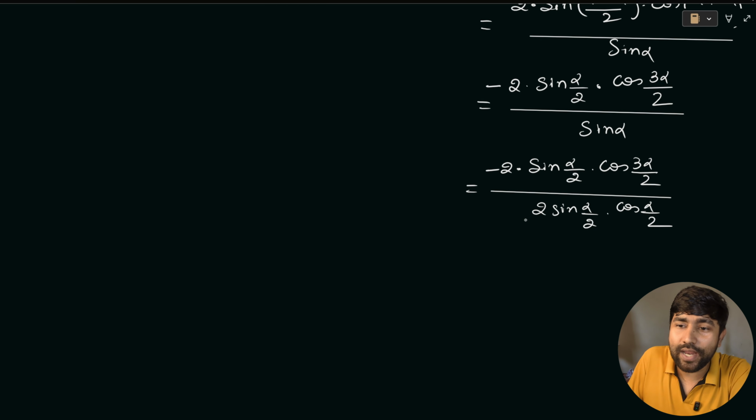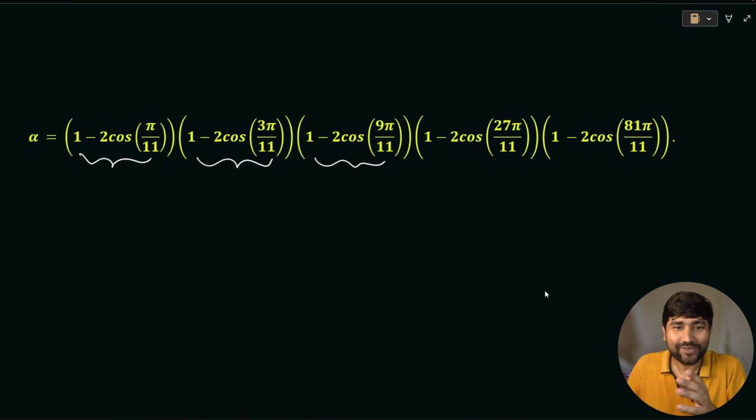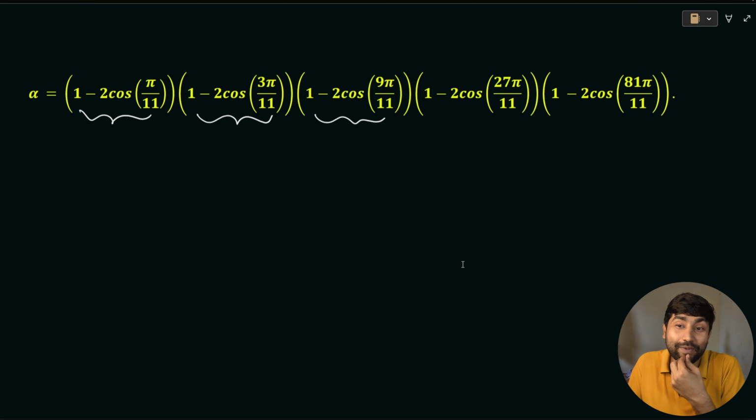We are able to write this in the form of a ratio, that is cos 3 alpha by 2 upon cos alpha by 2. Now let us see our problem. So this is 1 minus 2 cos pi by 11. This is 1 minus 2 cos 3 pi by 11. This is 1 minus 2 cos 9 pi by 11.